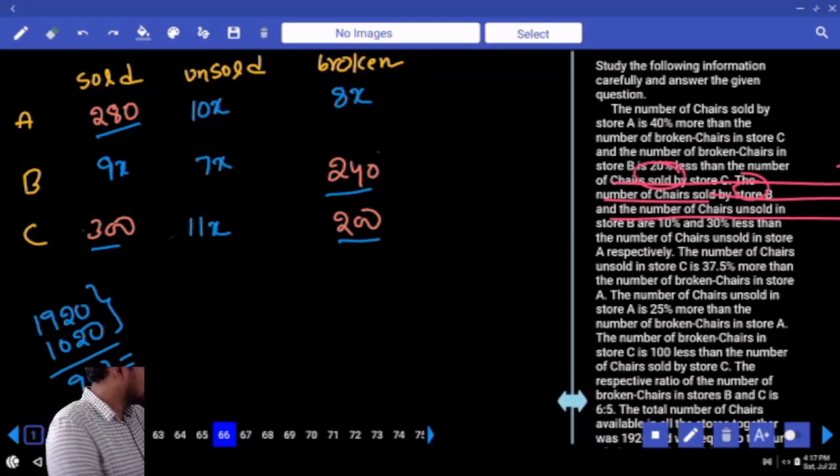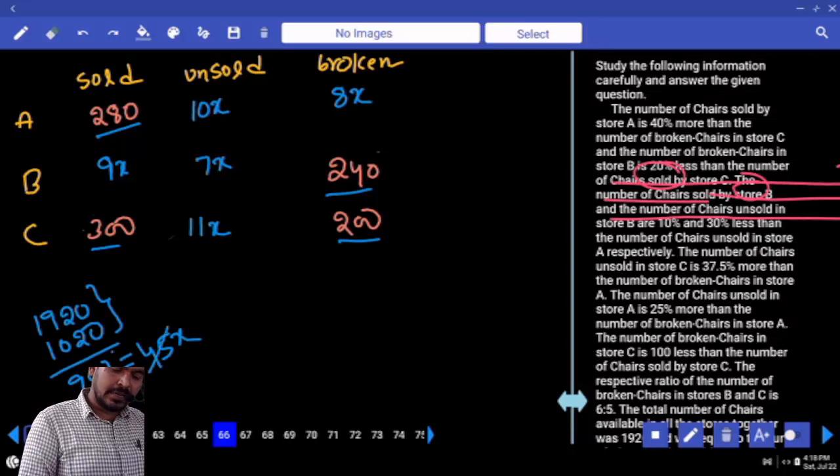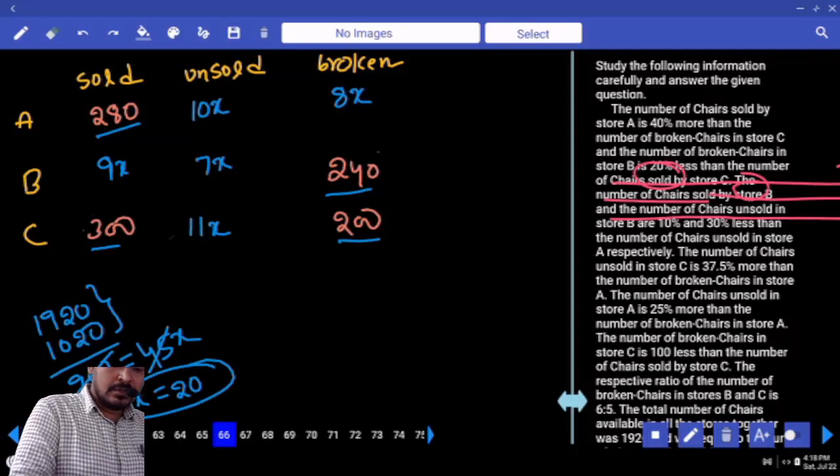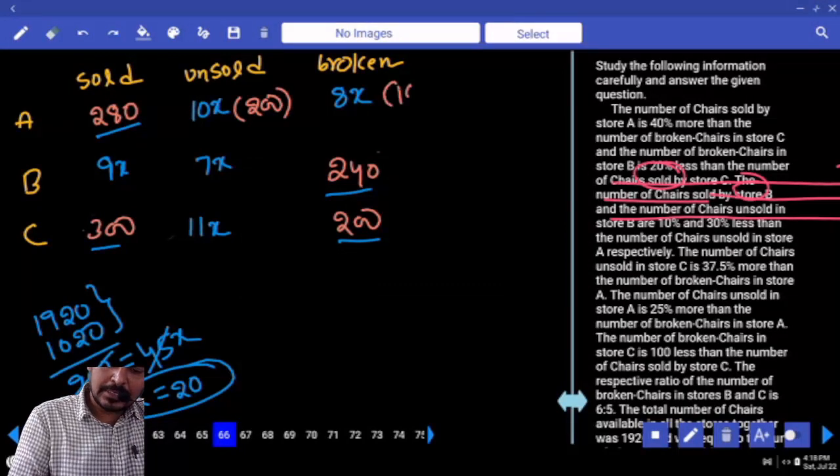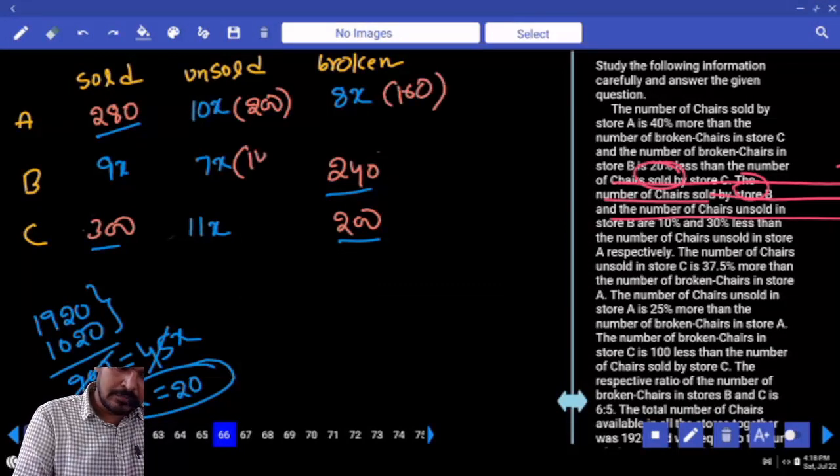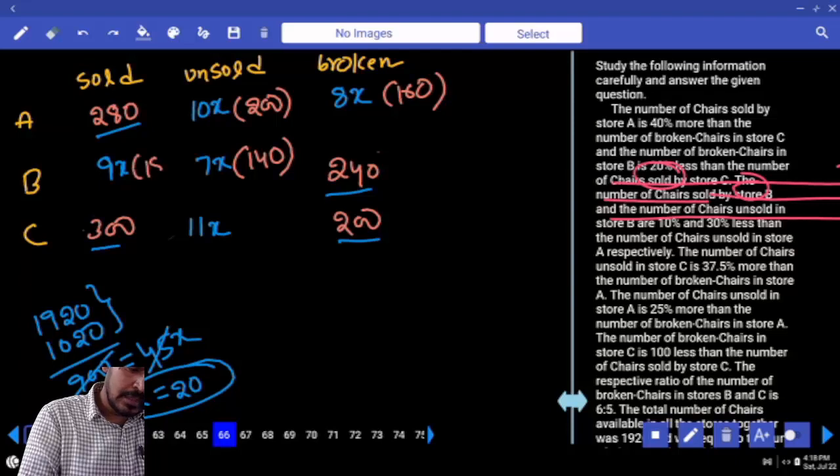That is equal to the sum of the remaining values: 10x plus 8x is 18x, plus 7x is 25x, 11x plus 9x is 20x. Total it is 45x. That is equal to 900. Every x is equal to 20. Substitute the x values. First one, 10x means how much? 200. 8x means 160. Next 7x is 140. 9x is 180. Next 11x is 220.